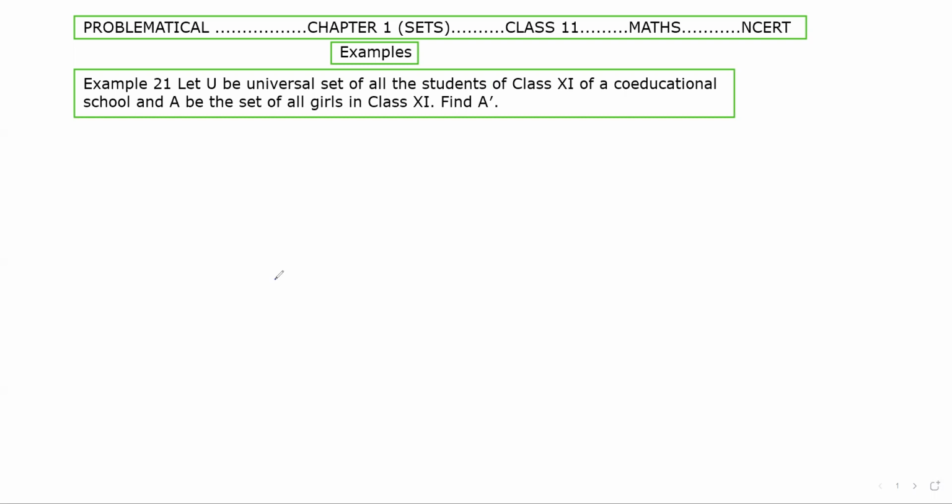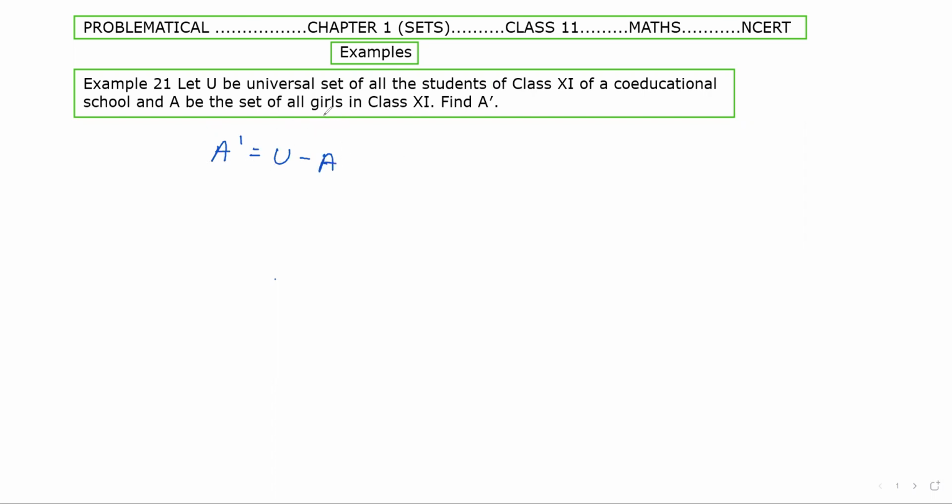We were discussing examples from chapter 1 Sets, class 11th maths NCERT. Example 21: Let U be a set of all the students in class 11th of a co-educational school and A be a set of all girls in class 11th. Find A complement. So, if you are to find A complement, then A complement will be equal to U minus A.